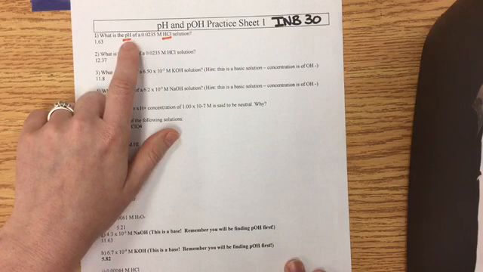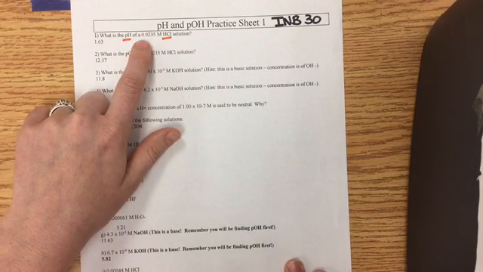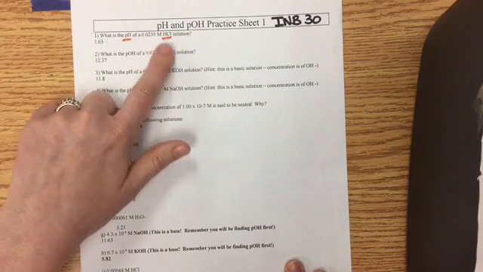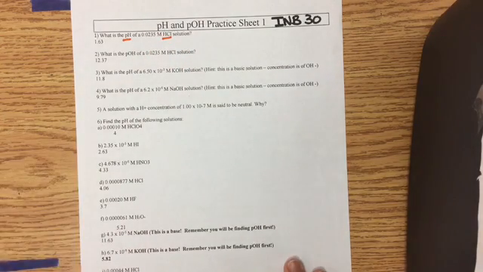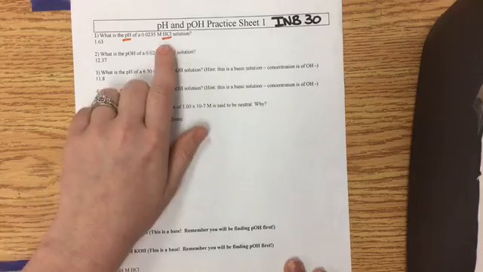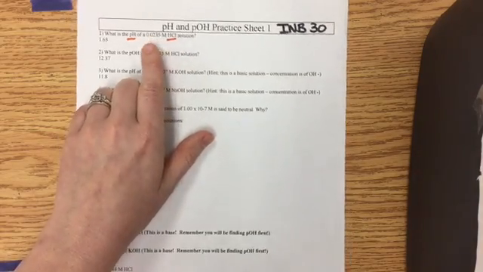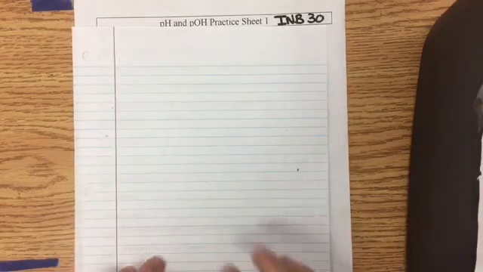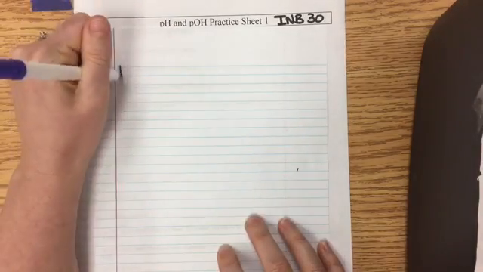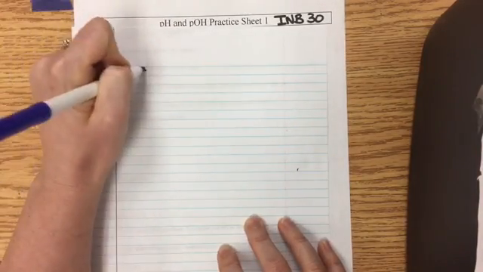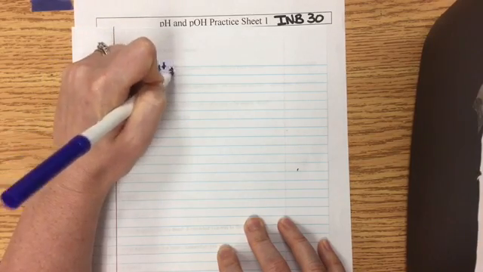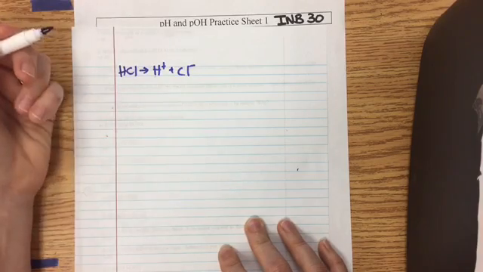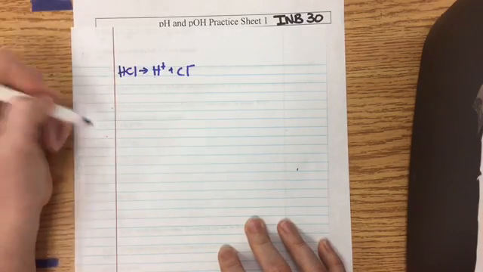Problem number 1 says, what is the pH of a 0.0235 molar HCl solution? So I have to see what my solution is and what it's asking me for. My solution is HCl, and it's asking me for pH. So let me check whether I can do that. HCl is going to ionize into H plus and Cl minus. Since it's going to ionize into H plus, I know that it's an acid. If it's an acid, I can find the pH of it.